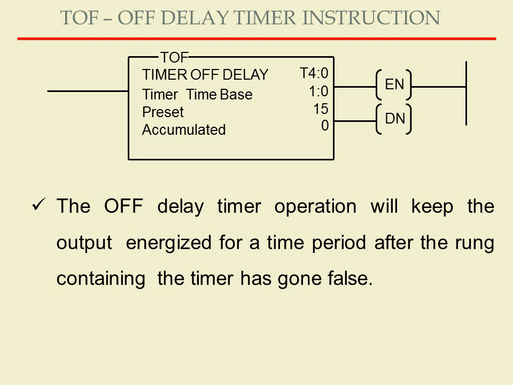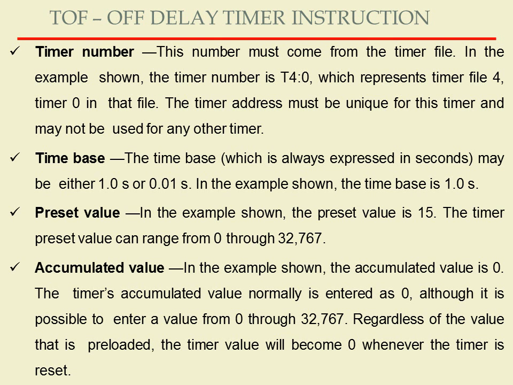The off delay timer operation will keep the output energized for a time period after the rung containing the timer has gone false. When the run condition is false, the off delay timer will start. On the other hand, when the run condition is true, the on delay timer starts timing. But in the case of the off delay timer, when the run condition goes false, it starts timing. So here are the values given in the off delay timer instruction.